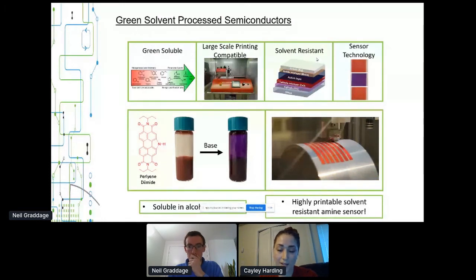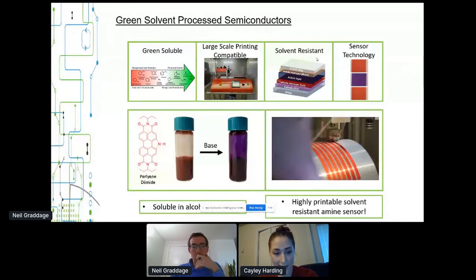These need to be large-scale printing compatible, using printing techniques in lab, like the slot die coater shown here, that are more translational to large scale. And ideally, these films will have solvent-resistant properties. This will help to maintain the film integrity in multi-layered electronic systems. And lastly, it is a benefit if these films show some kind of use as a sensor technology, for example, a temperature or an amine sensor.